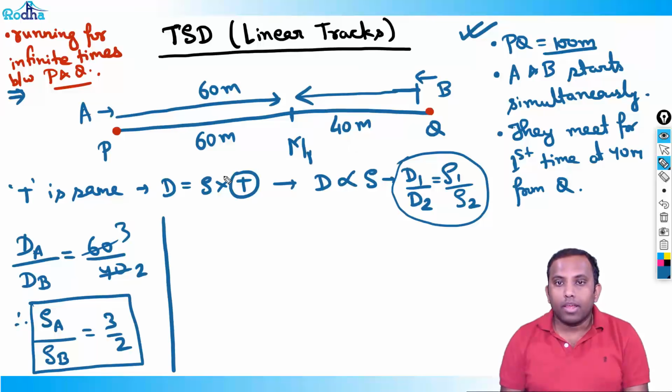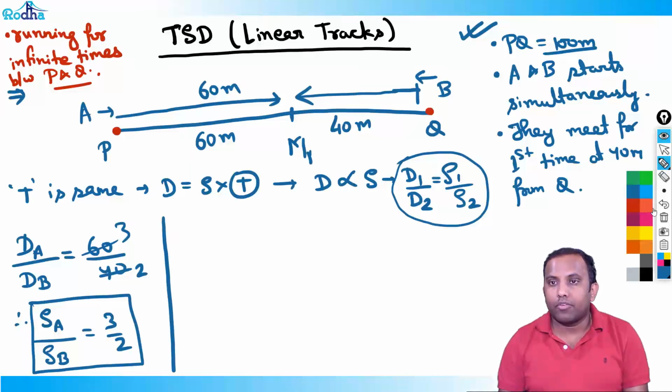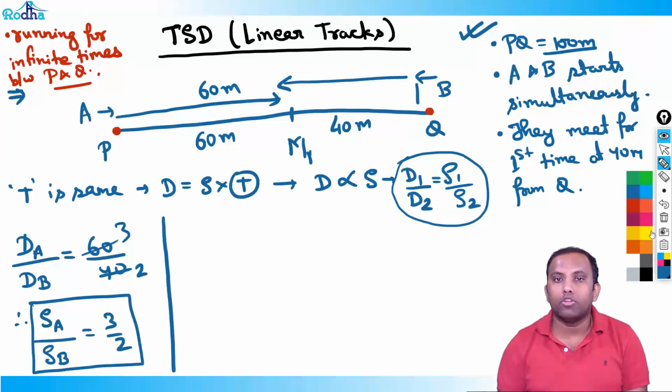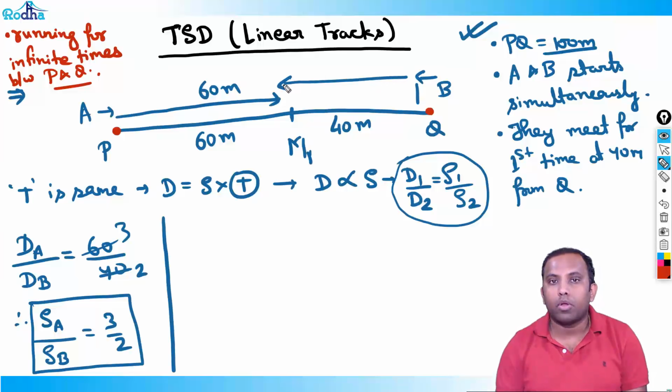Now for M2, just draw this track here. A very important concept will come here. Let me draw it a little below to understand it better. B is running like that, and let's continue their path. B's path I'm drawing in red. B will reach P and will again come back.